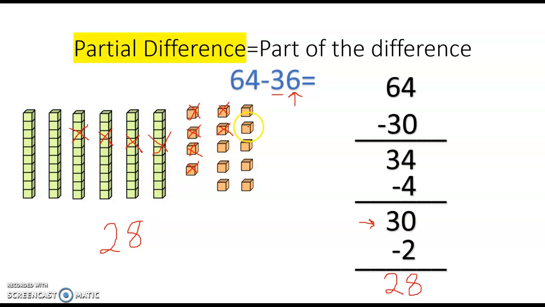So partial differences is when we find part of the difference. We did that by first taking away the tens, then we made a 10, and then we took away the rest of the ones. So remember, when we took away 6, first we took away 4 to make a 10, and then we took away those last 2.